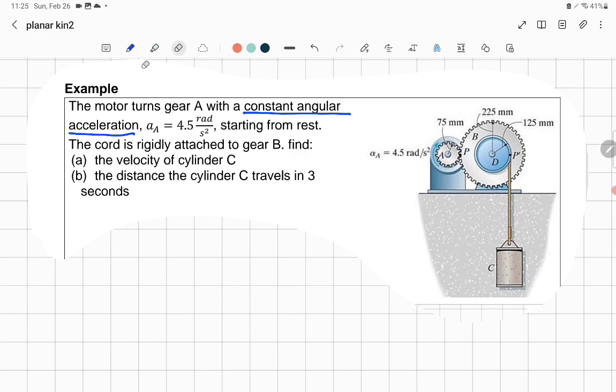Starting from rest, that's another piece of information we have here. The cord is rigidly attached to gear B, which means the motion will be transferred. Remember, the tangential velocity and tangential acceleration will be the same. Find the velocity of the cylinder C. You want to find the velocity.